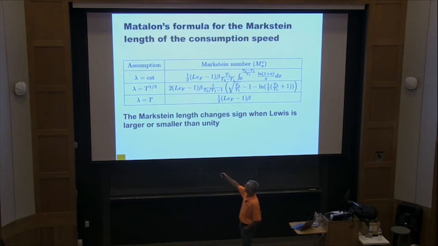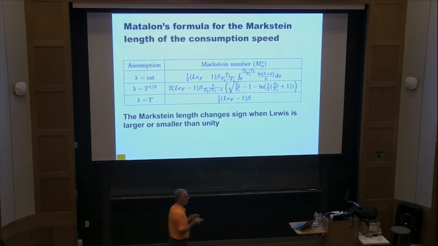Consumption speed Markstein lengths are listed here. You see that they are complicated integrals. You have seen one of them this morning, actually. This guy you've seen this morning. The one thing I would like you to see here is that everything is a function of Lewis minus 1, which means that all the signs of the Markstein lengths for consumption speed depend on the Lewis number.